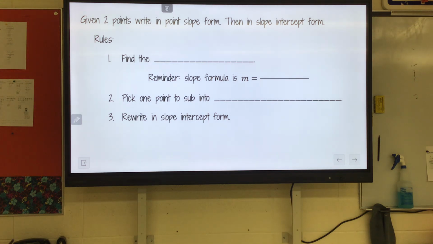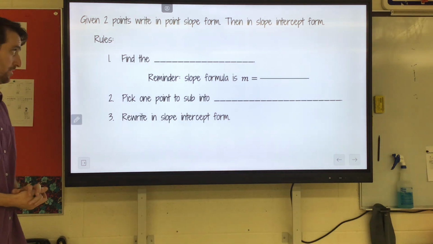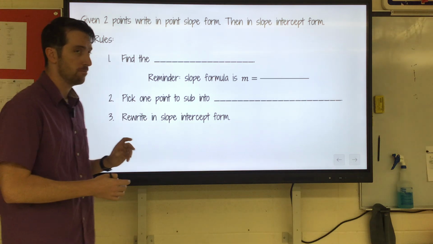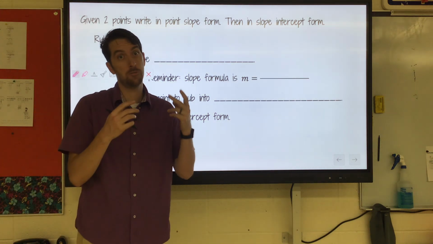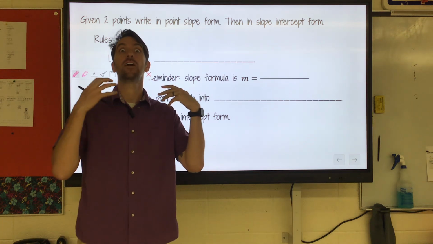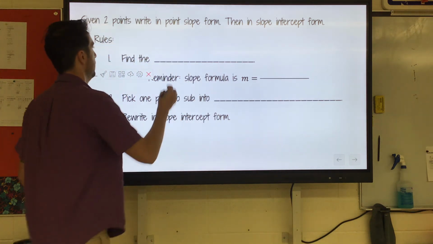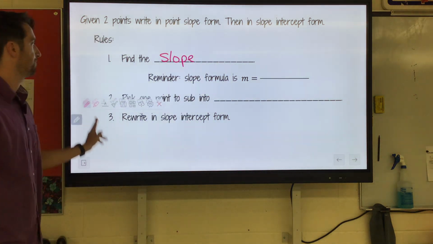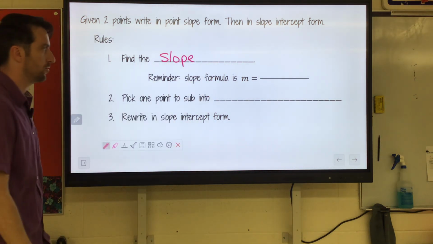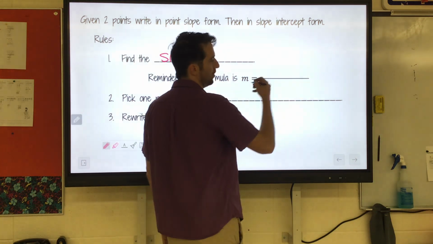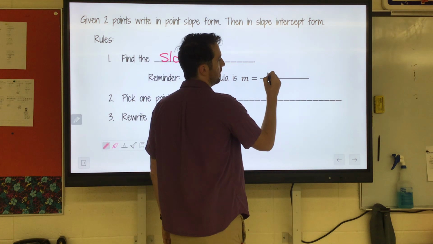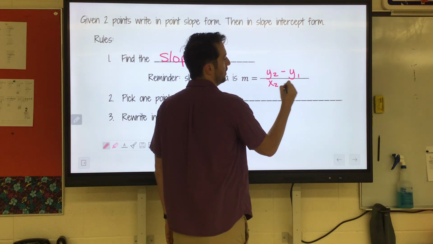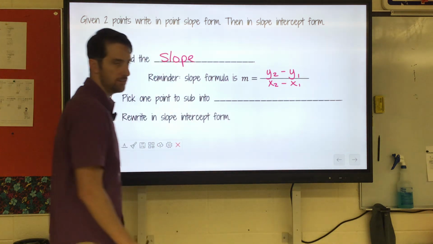Alright, given 2 points, write in point slope form, then in slope-intercept form. First thing we're going to need to do, we're filling out point slope form. They're giving us 2 points. We need to find the slope. Reminder, the slope formula is m equals, you could say rise over run, but what they want here is like subtract the y coordinates in the numerator and the x coordinates in the denominator.